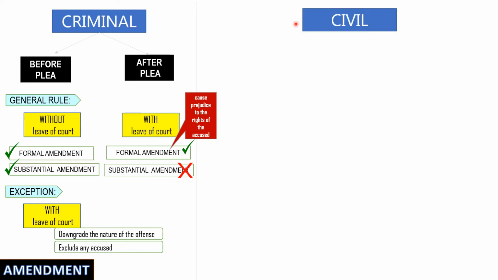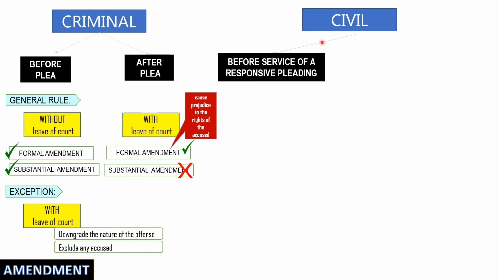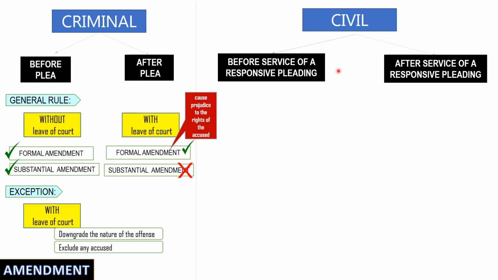Let's compare it to civil procedure so that you will appreciate. In civil procedure, amendment is also available, and amendment can be done before the service of a responsive pleading and after the service of a responsive pleading. So in criminal procedure, the point of reference is before plea or before arraignment, and after plea or after arraignment, while in civil procedure, the point of reference is before the filing of an answer or a responsive pleading, and after the filing of an answer.